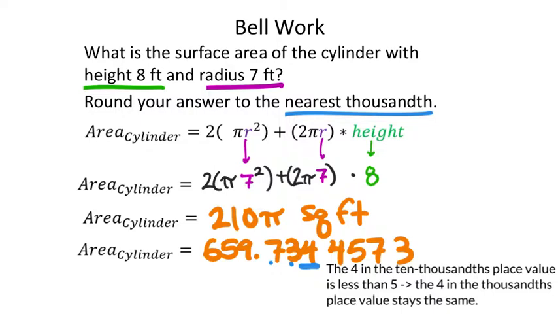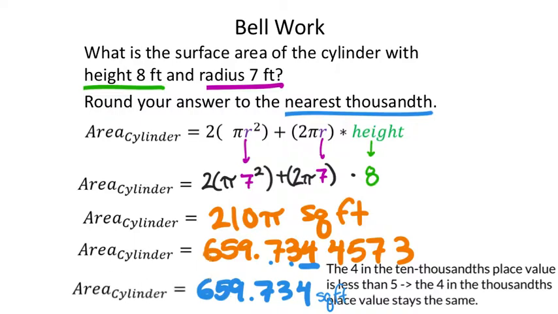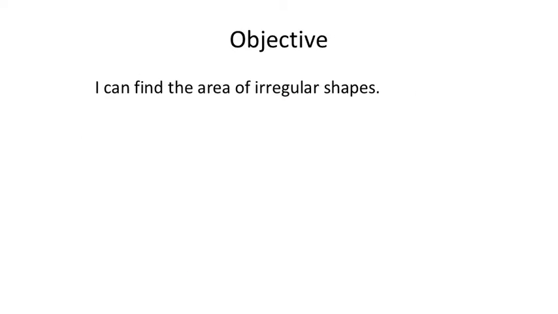Okay, so this tells me that my new answer, rounded, will be 659.73, and then the 4 stays the same. Last thing I'll do on this one, I guess, is just label it, because we should label it. We're doing this by hand in square feet. That is my area of the cylinder rounded to the nearest thousandth.